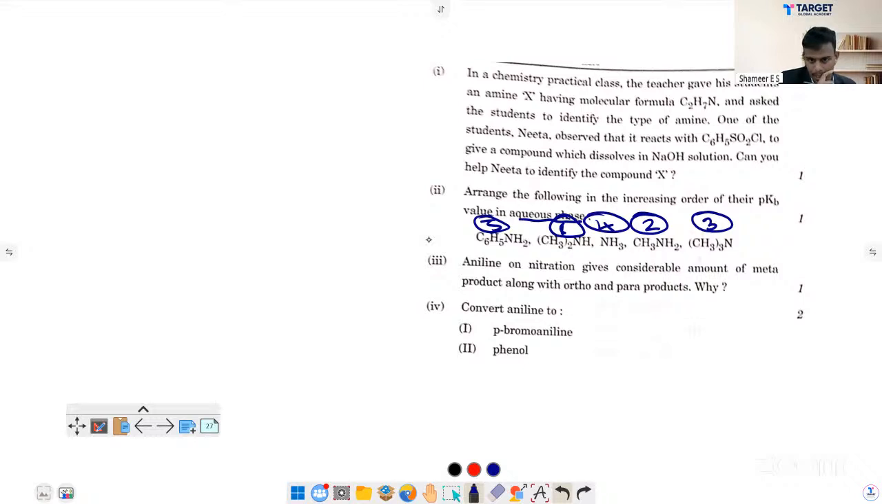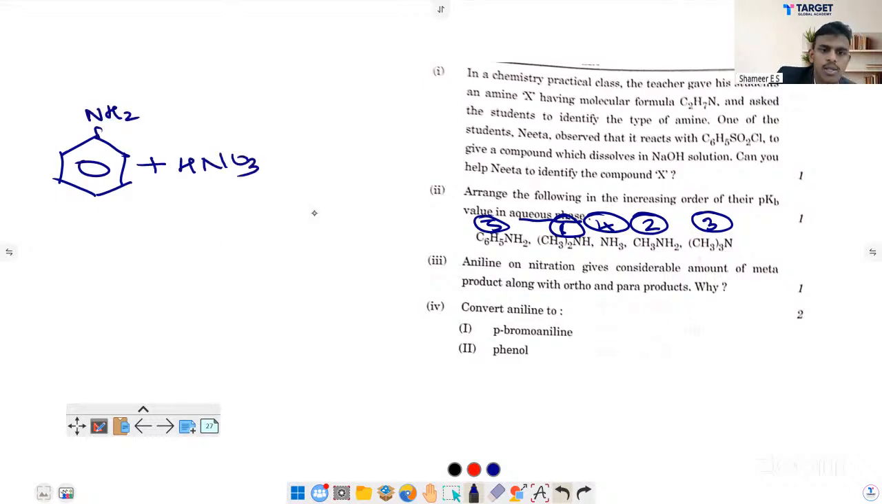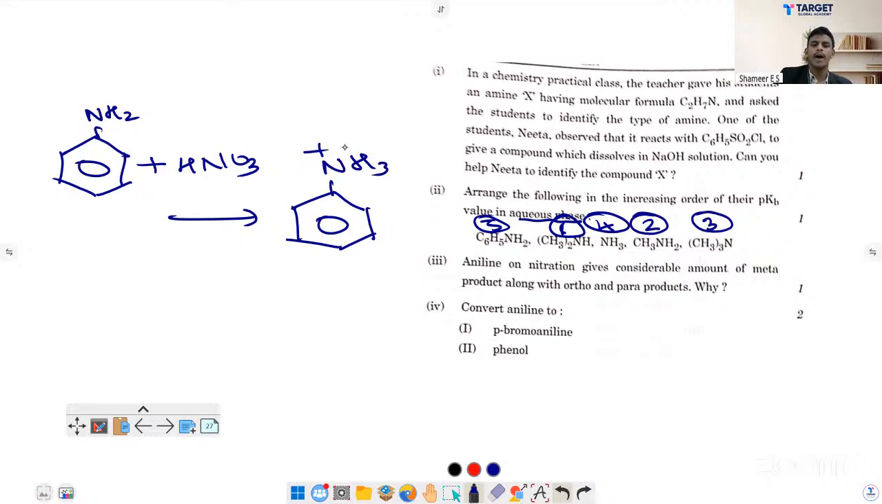C6H5 means benzene, aromatic. Aniline on nitration gives a considerable amount of meta product along with ortho and para. Why? Because aniline is a basic substance. When you add HNO3, there occurs the formation of the anilinium ion. The anilinium ion is meta directing. How to convert aniline to para-bromoaniline? In presence of aniline, we can convert to parabromo only by adding Br2 in presence of solvents like CS2. Aniline to phenol: convert to diazonium chloride, then add water.